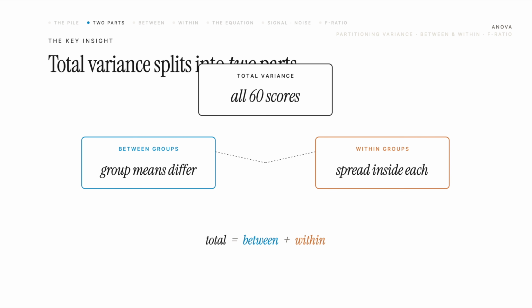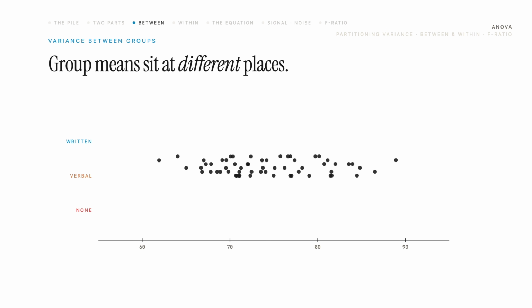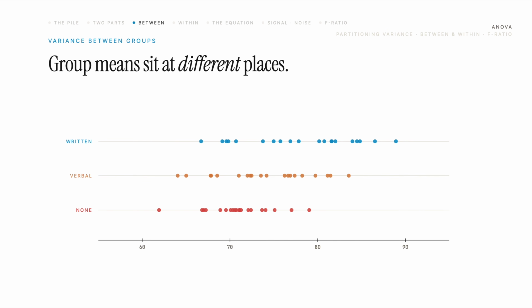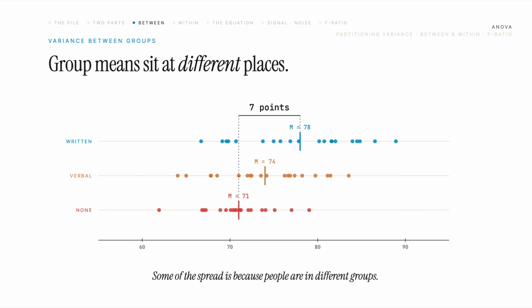First, there's variance between groups. This is the variation that comes from the group means being different from each other. The written feedback group averaged 78. The no feedback group averaged 71. There's a 7-point difference between those means. That difference contributes to the overall variance. Some of the spread in your data is because people are in different groups.